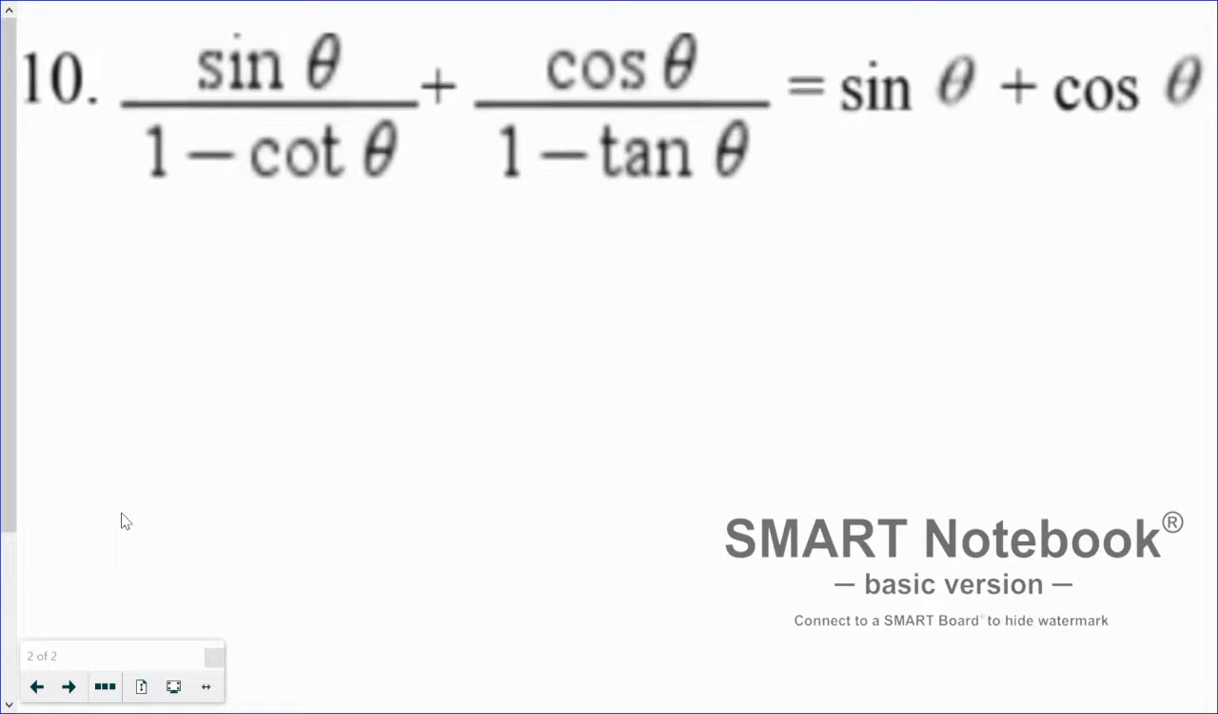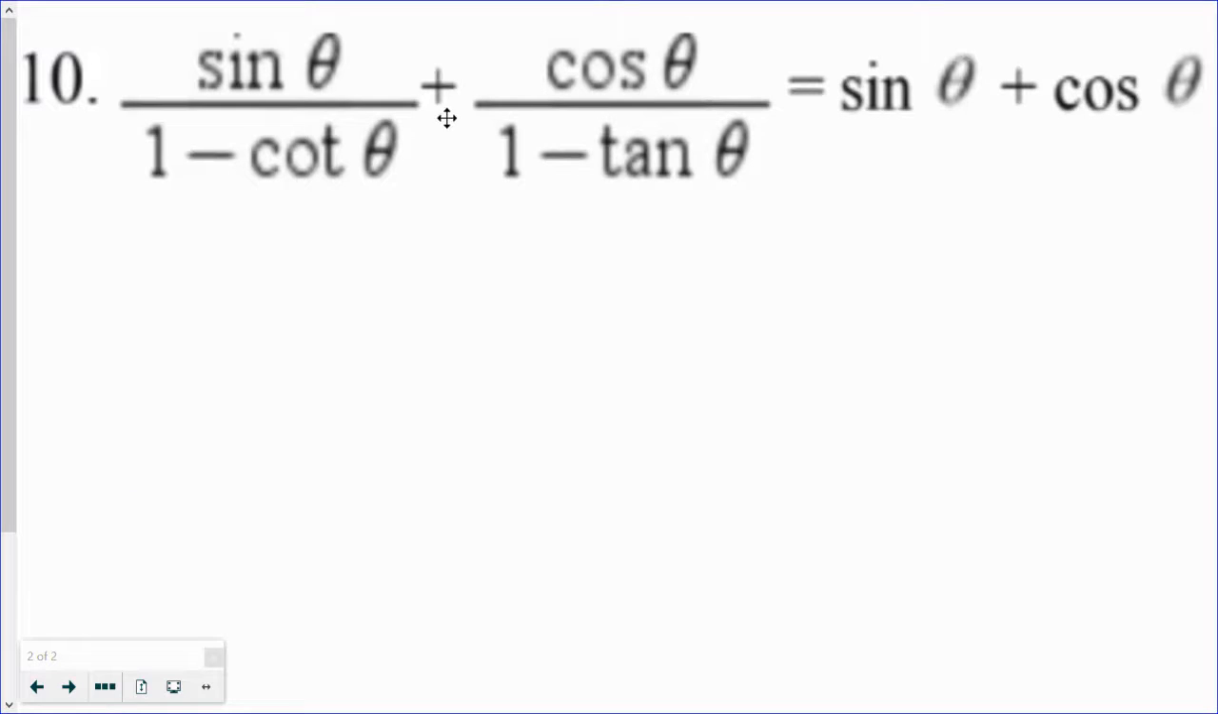Right, so here's number 10. We want to work on this left side, and the first thing I would do is change this cotangent and this tangent, and we're going to fix up these ones so that we can combine them. So let's start there.